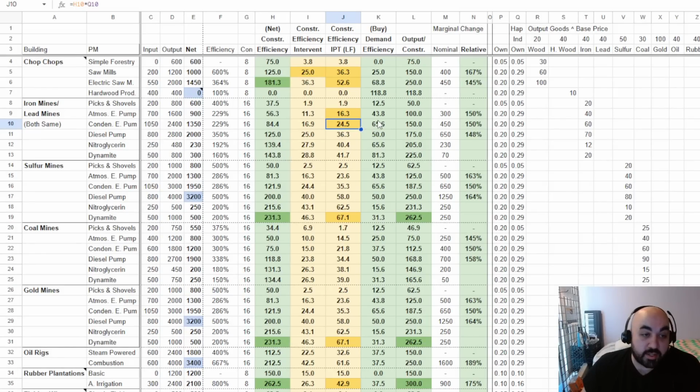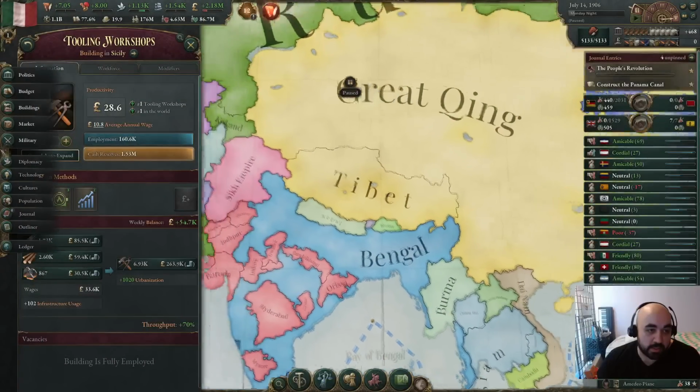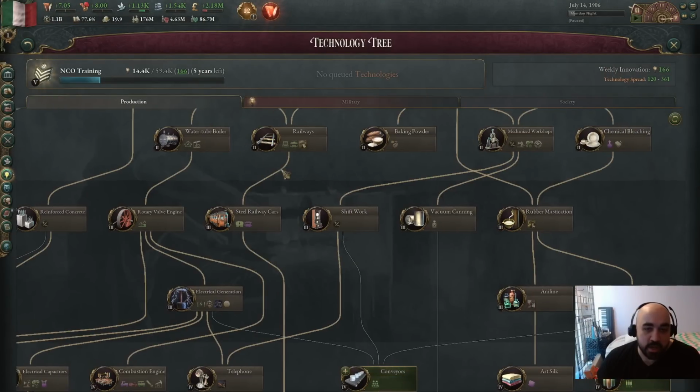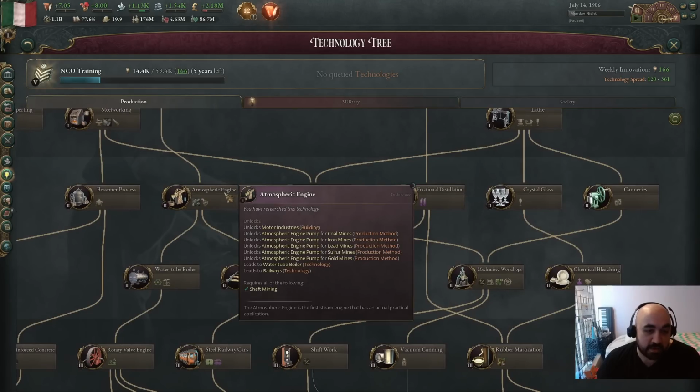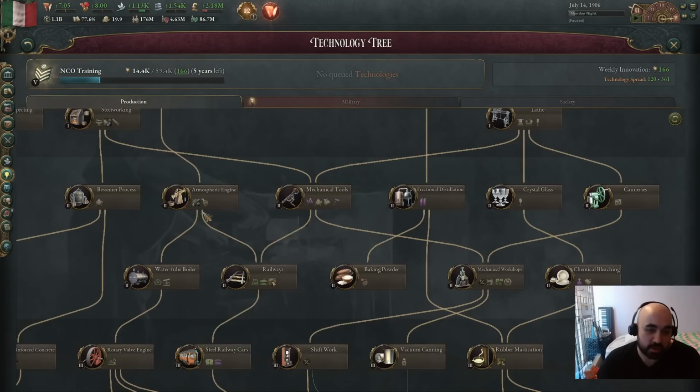So that's kind of the strategy with the iron mine. You'll notice a pretty big jump from atmospheric engine pump to condensing engine pump, even though they're very close to each other in the tree. This is true for all the industries, but let's jump back into talking about this in terms of technology strategy. If we look at the production tech, here's atmospheric engine pump. Here's water tube boiler. Atmospheric engine pump, condensing pump engine.